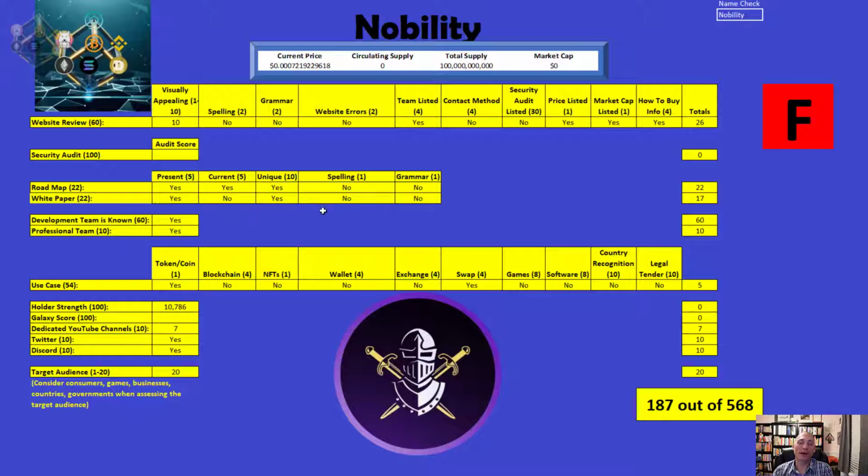As far as spelling and grammar, I didn't see any big issues there. Again, the development team is known. They do have a professional team. Do they have a use case? Yes, they have a token. They have plans for a blockchain. They have plans for NFTs. They didn't mention a wallet or exchange. They already have a swap built in. They do talk about games. They don't have any software, country recognition, or legal tender. That's actually not bad for how old this project is, because they've already got the integrated swap and they've got the token, but they've also got plans for these other things.